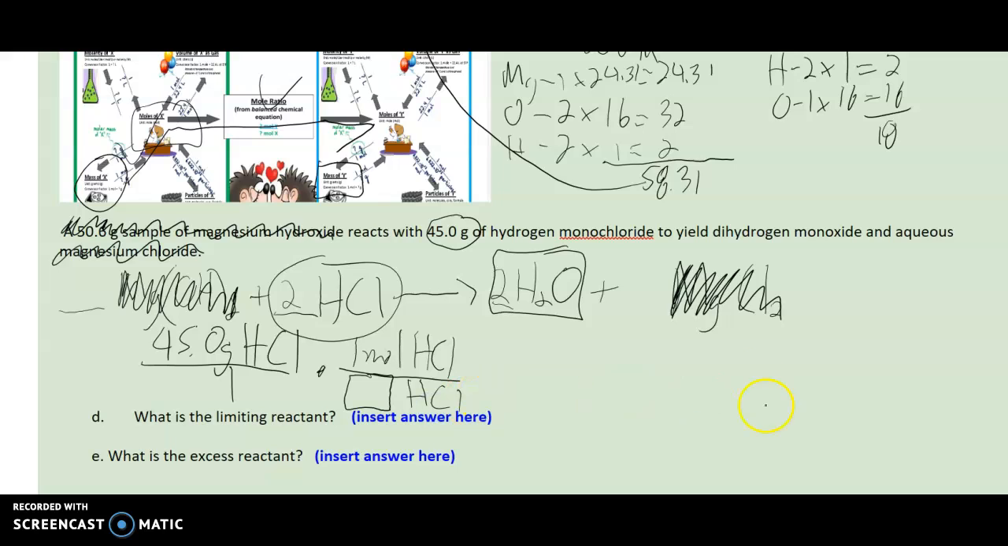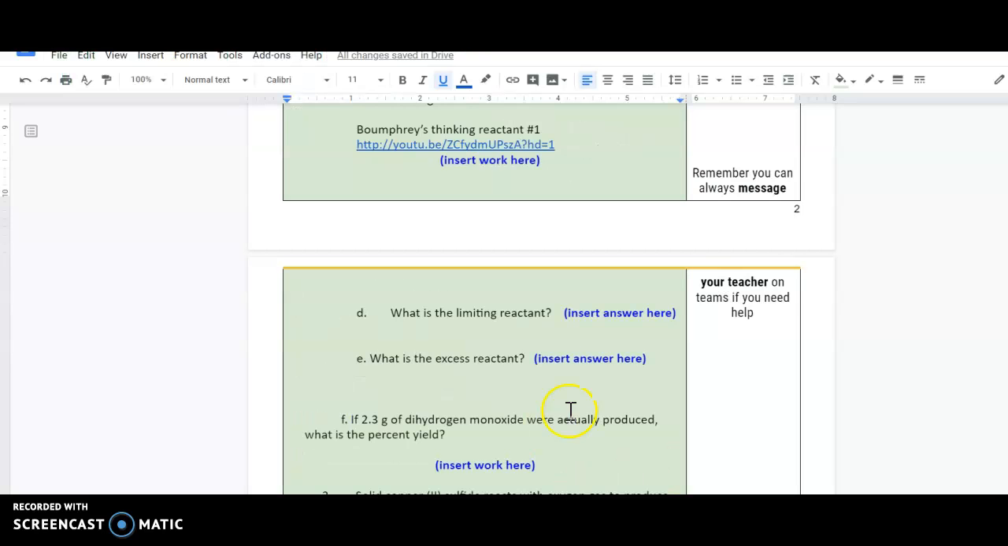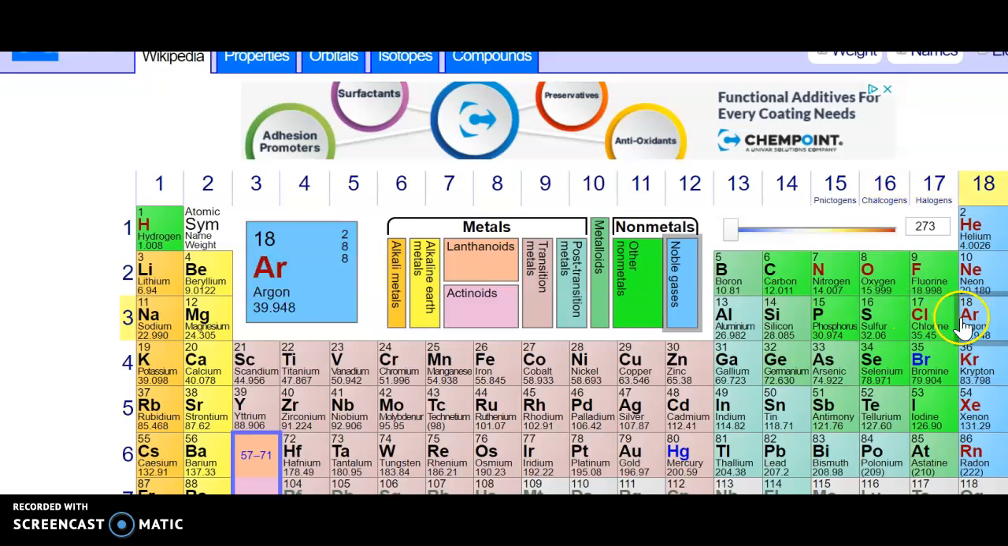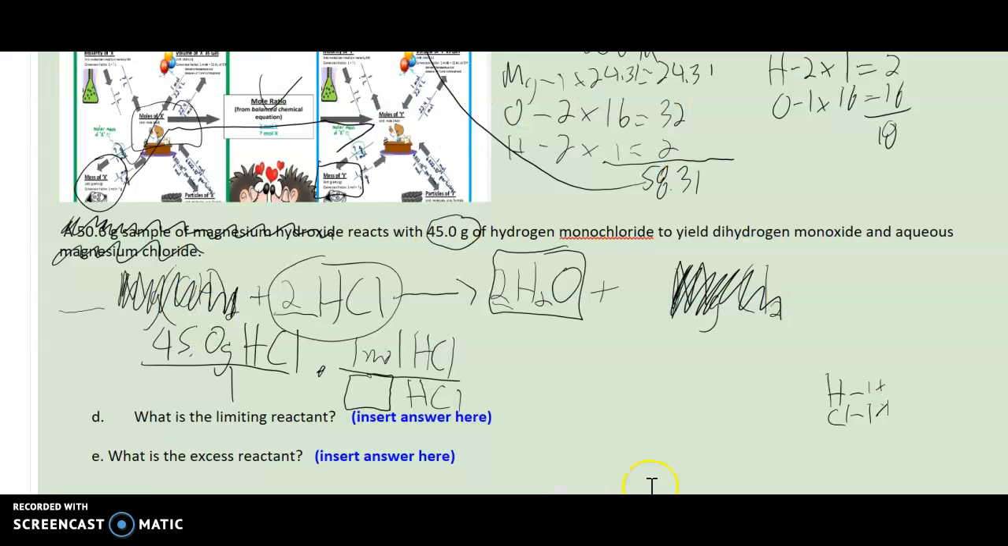So I've got to do a little bit of math. I've got one hydrogen and one chlorine, so it's just going to be whatever hydrogen is plus whatever chlorine is. Hydrogen's 1 and chlorine is 35.45. Add those together, we're going to get 36.45. Great, so that's what I'm putting in here. 36.45. Great, check that one off.